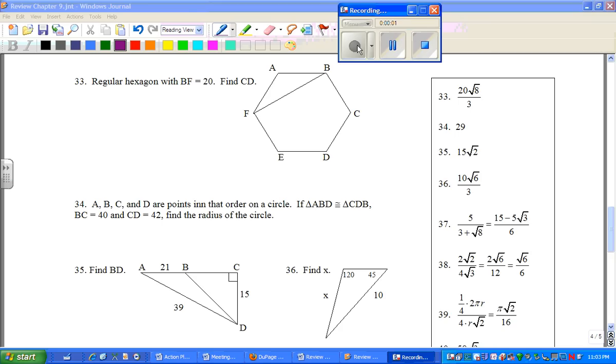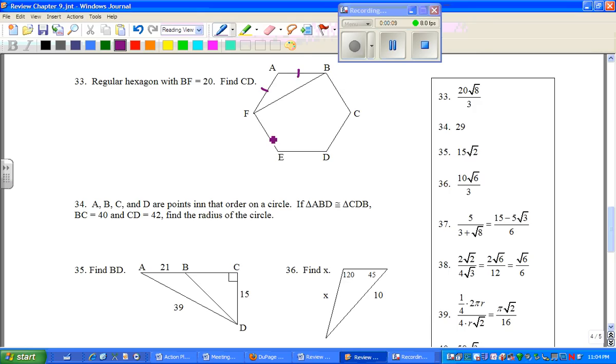This is part 4 of chapter review 9, number 33. This is a regular hexagon, so you know all the sides end up being congruent to each other. If you remember the rule, we can figure out how much each interior angle is, because you remember n minus 2 times 180. So we have 6 sides, so we get 4 times 180, and we can divide that by 6. So we had 720 divided by 6.